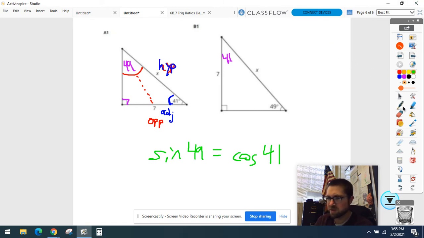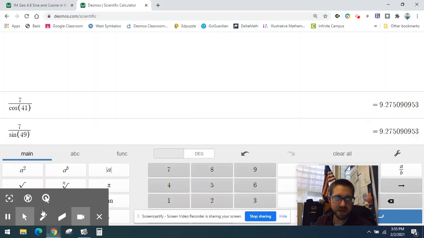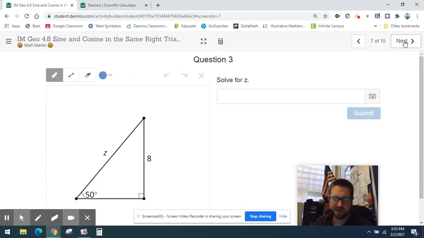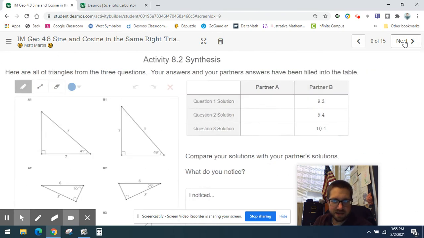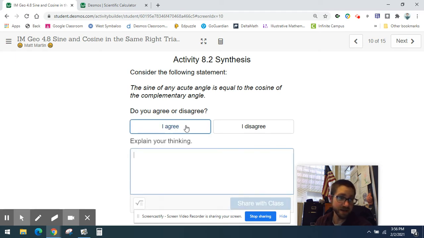Now, this is just one specific example of it. How do I know this is going to work all the time? Might be a reasonable follow-up question. And for that, I'm gonna hop over to the activity again and skip a few pages. And here is the general version. The sine of any acute angle is equal to the cosine of the complementary angle. I agree. I do absolutely.